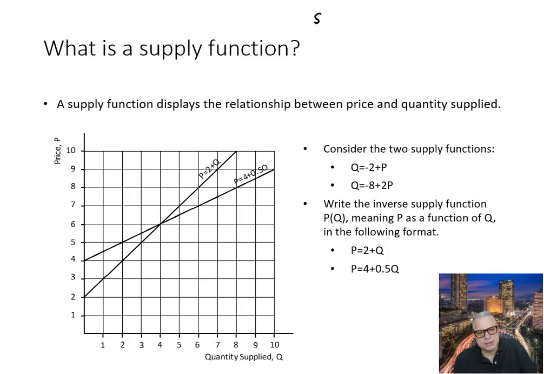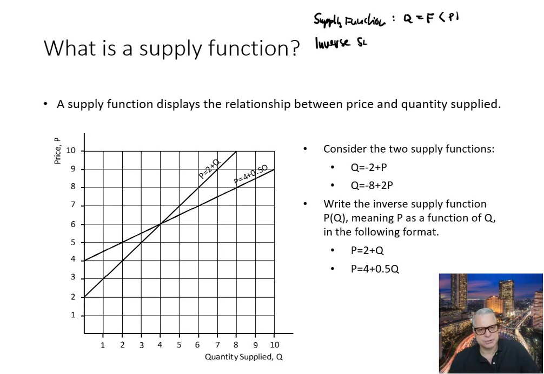So a supply function reports the quantity supplied as a function of the price. But you see, when we draw it, we put the price on the y-axis, and it is a little bit counterintuitive to the writing of a supply function. So what we often report is what we call the inverse supply function, just as we had an inverse demand function.